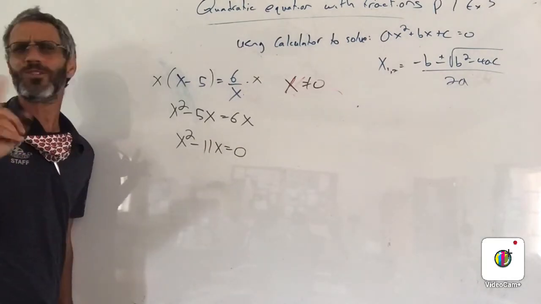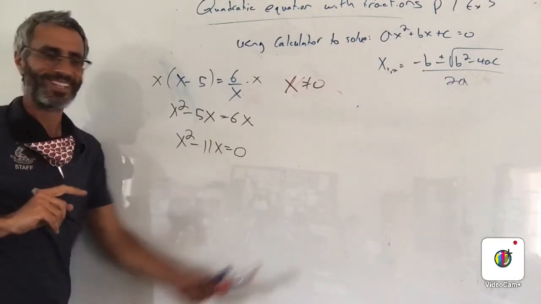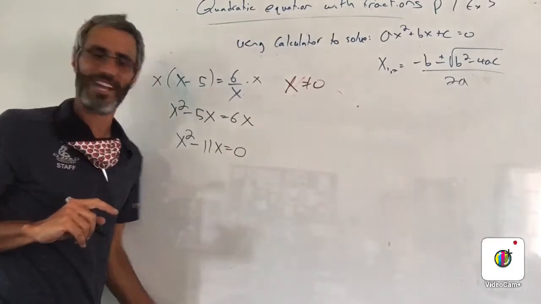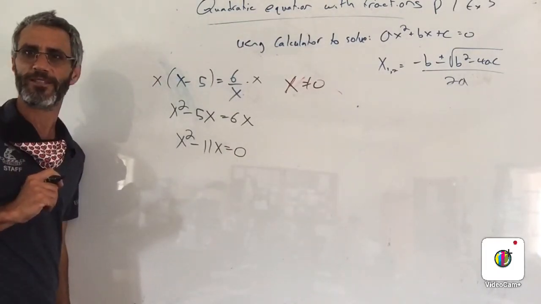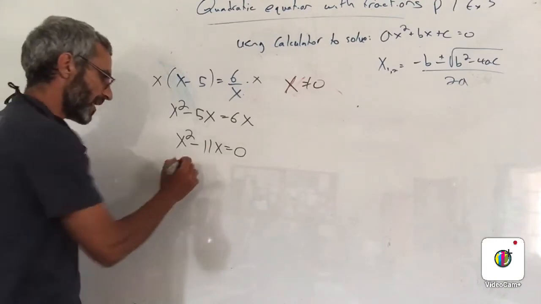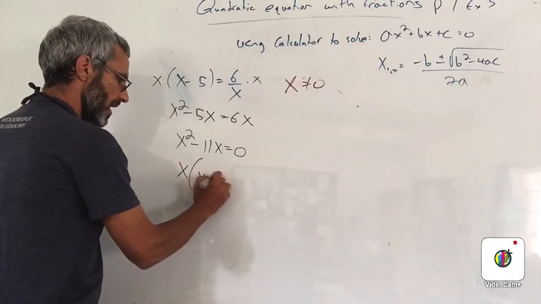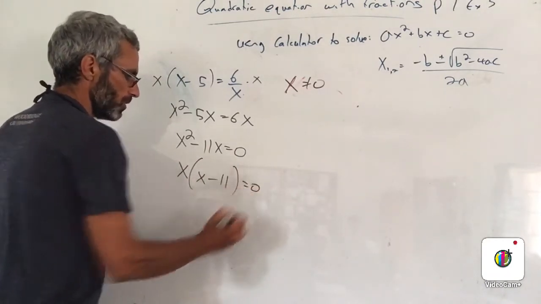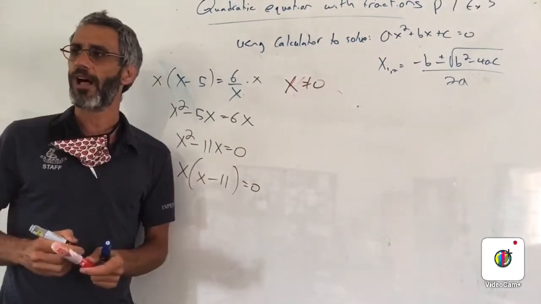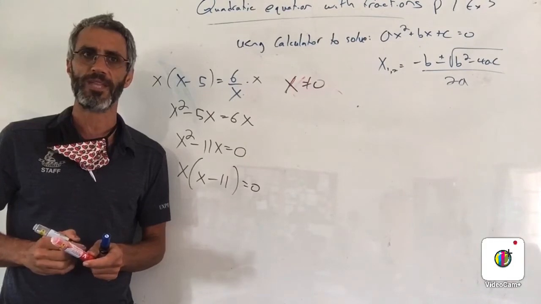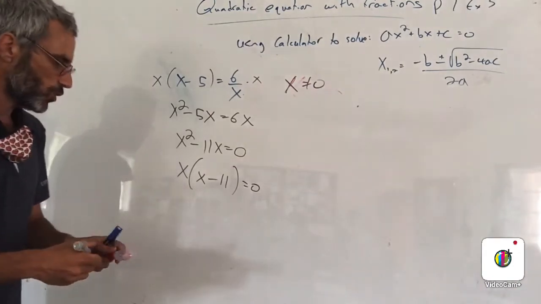And then don't start using the formula. Don't even use the calculator. What's the first thing we should always look for to make our life really easy? Take out x, a common factor, x. So x times x minus 11 equals 0. That is much easier than the calculator. Look, I know you like the calculator, but there's a lot of chance of making mistakes. So now we've got two solutions.